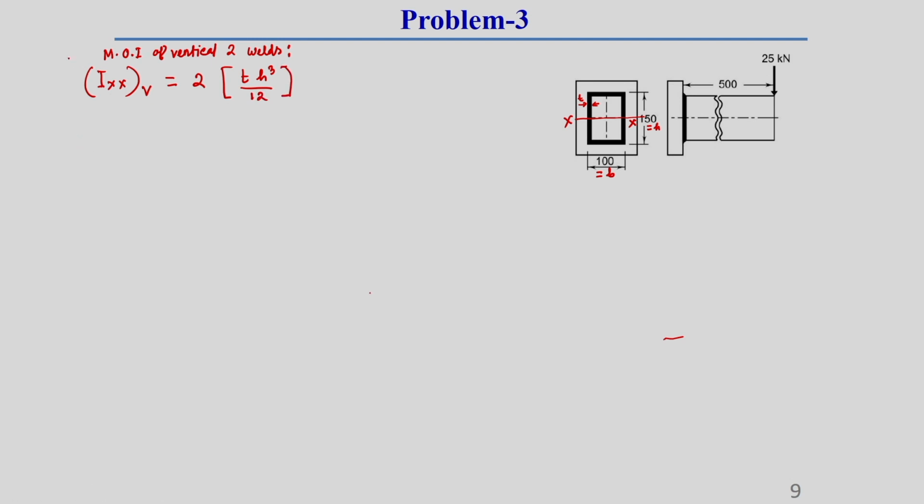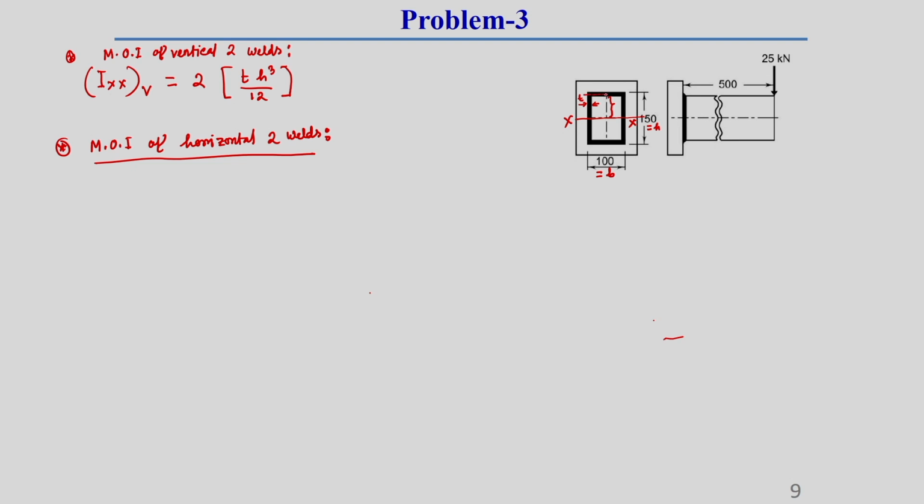Now, this is the moment of inertia of the vertical weld. Now, the moment of inertia of the horizontal two welds. Here we have to use the parallel axis theorem, because you see there is a distance between the horizontal weld and its x axis.